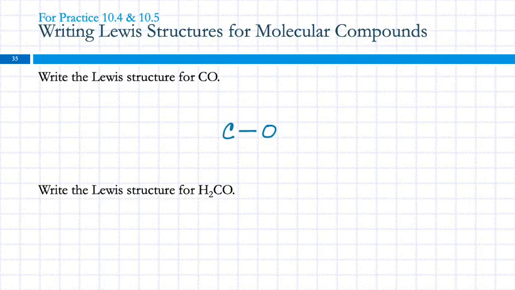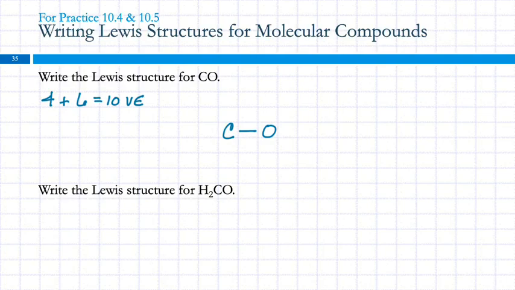And then we're going to look at how many valence electrons do we have here. How many does carbon have? 4, because it's in group 4. And how many does oxygen have? 6, because it's in group 6. So we have 10 valence electrons. And so I'm going to put those around and see what we can do.